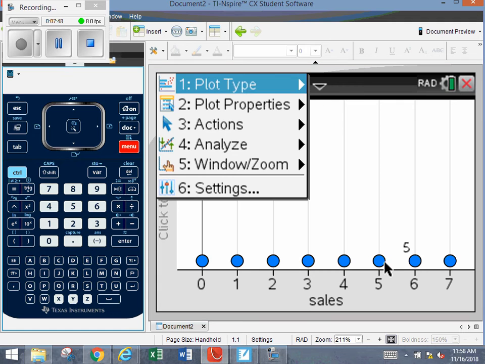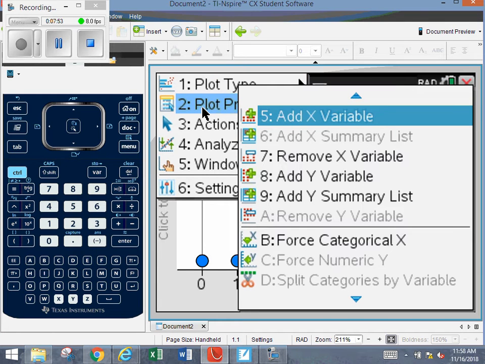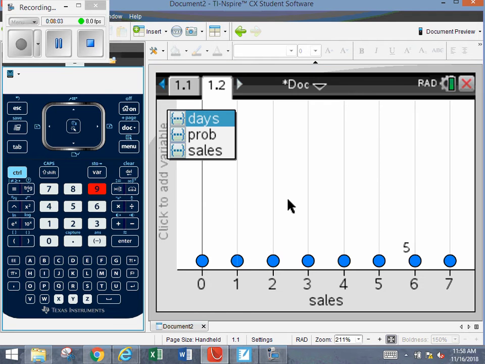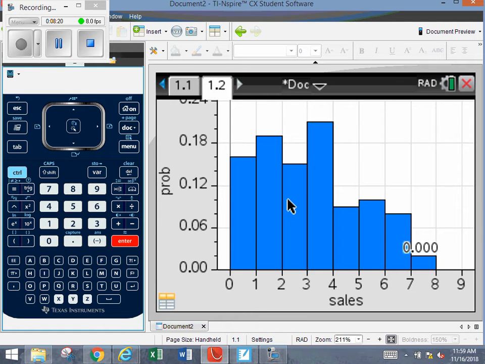We're going to hit menu, plot properties, and we're going to add a Y summary list, okay? Add Y summary list number 9. And it's going to ask, hey, what do you want this frequency on the side to be? And we're going to choose prob, right? We would like to know the probability that he gets 0 sales, or 6 sales, or whatever, right? And when I choose that as prob, that's what it does, right?